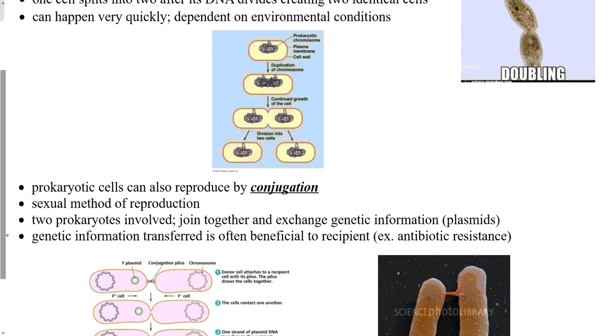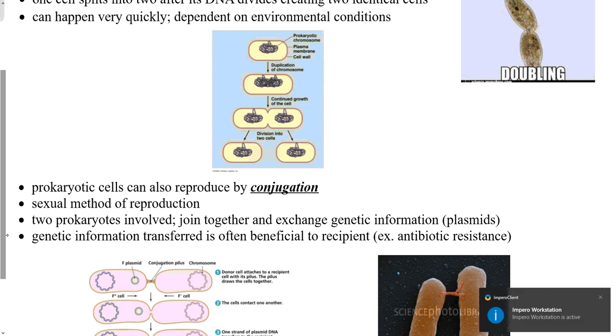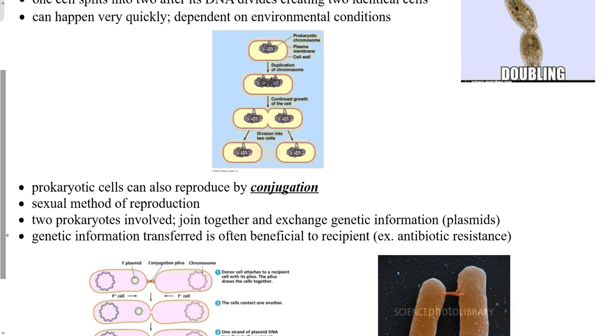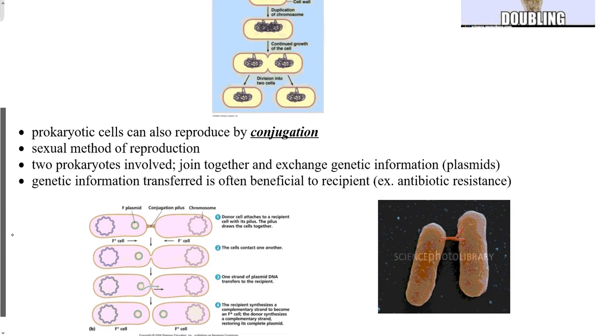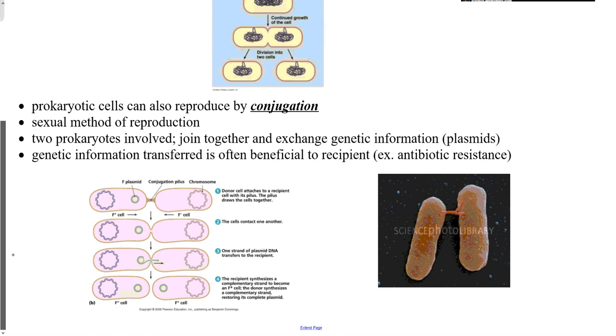Okay, prokaryotic cells can also reproduce through conjugation, okay? So this is a sexual method of reproduction. They actually can have a partner here, and you can exchange some genetic information. Now, two prokaryotes actually join together and they exchange genetic information.